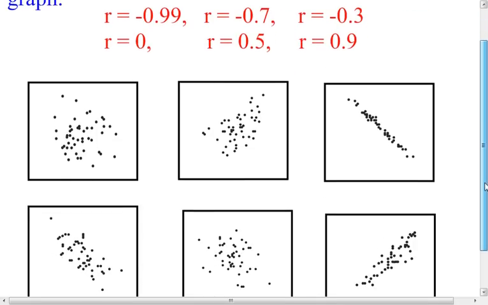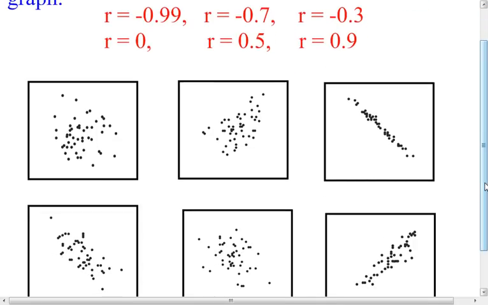Here are some definite R values and correlation coefficients, and what we want to do is match the different correlation coefficients to a graph that goes along with them. We're going to start with the most obvious ones, and we'll work our way from there. A correlation coefficient of -0.99 means that it has negative slope, and it's a very, very strong relationship, meaning the dots are very close to falling into a perfect line. So this one in the upper right hand corner is the -0.99.